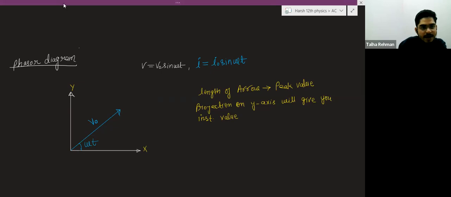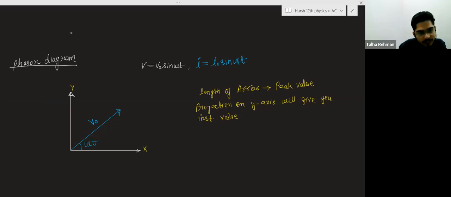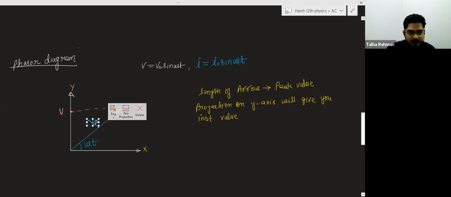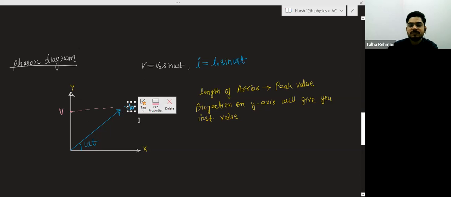If you take the projection of V naught on the y-axis, you will get the instantaneous value of the voltage. That is the first step. Here, this is V naught. The length of the arrow represents the peak value of the voltage, and the projection on the y-axis gives you the instantaneous value of the voltage.